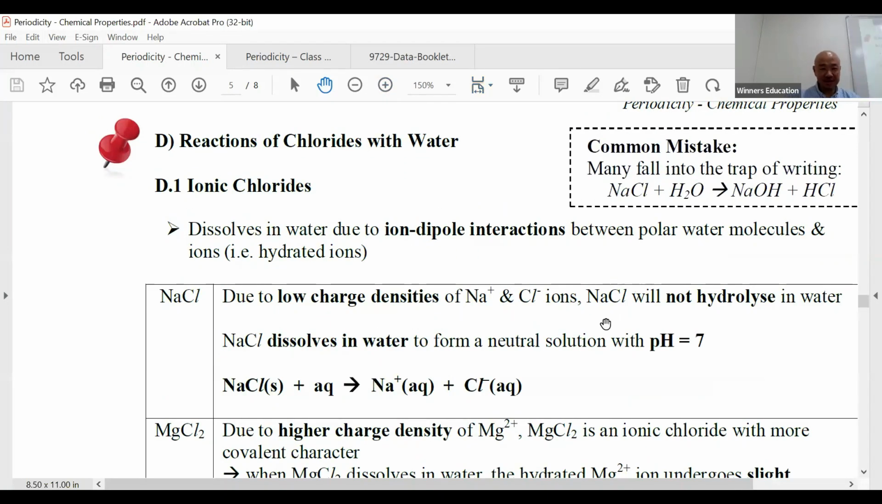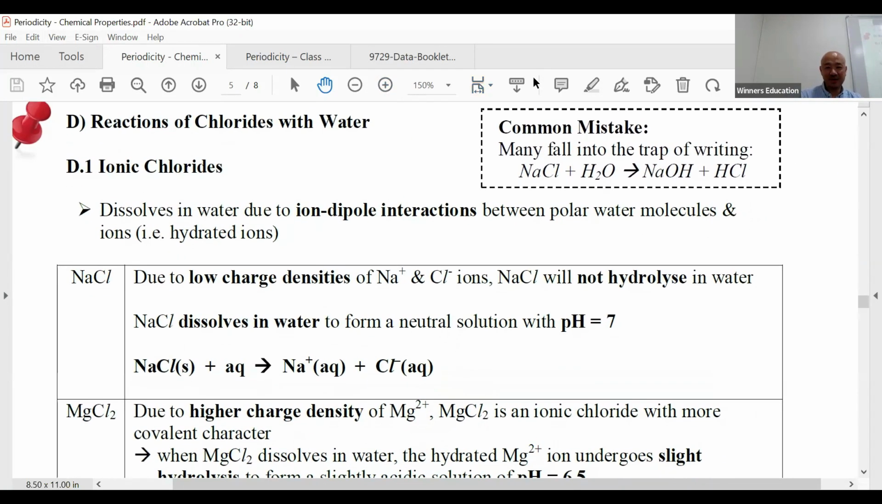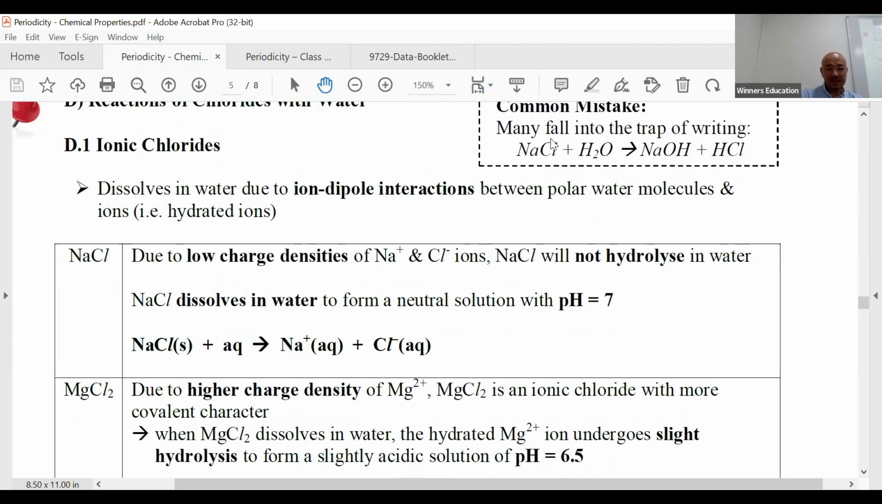Reaction of chloride with water. Okay, here we go. Run through left to right, all of them. Okay, ladies and gentlemen, ionic chlorides. The ionic only two. So what is the difference? All right, so here we go, one at a time.